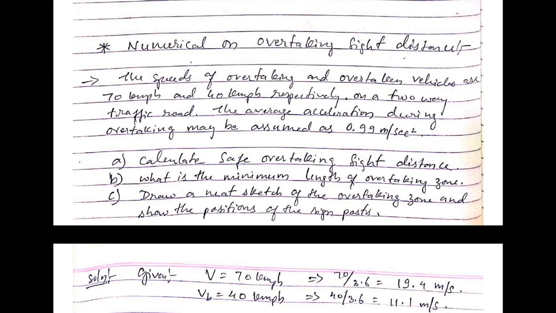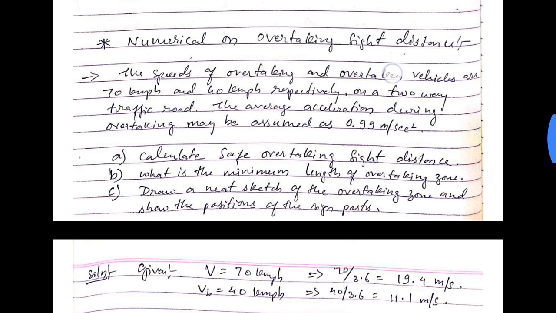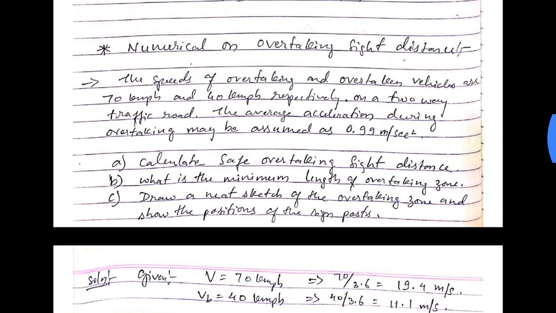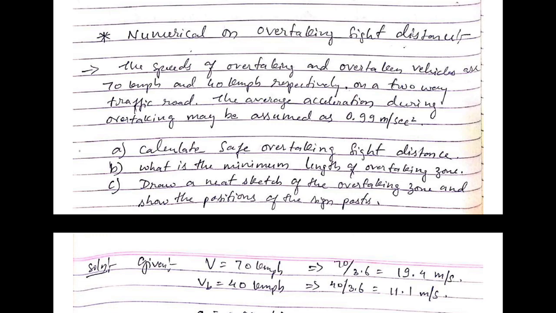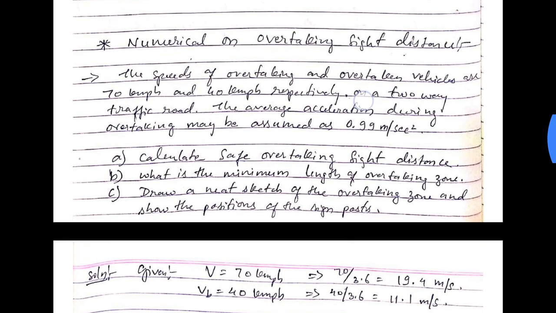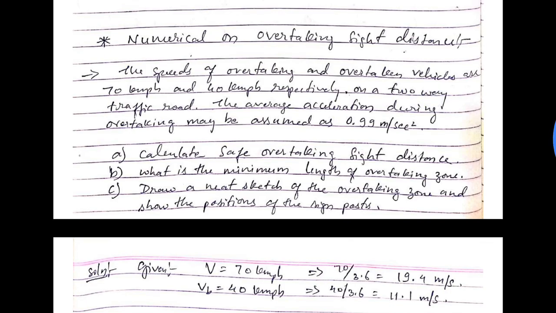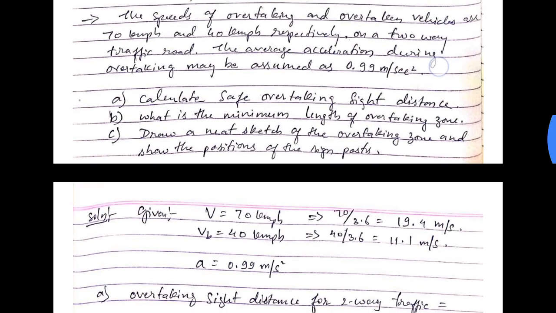We'll now move to the next type of numerical, that is numerical on overtaking side distance. Let us have a look at the question. The speeds of overtaking and overtaken vehicles are 70 kmph and 40 kmph respectively on a two-way traffic road. The average acceleration during overtaking may be assumed as 0.99 meter per second square.